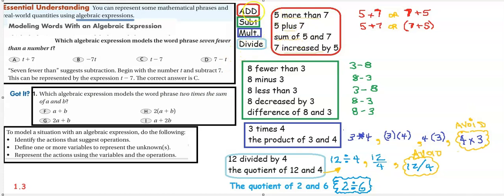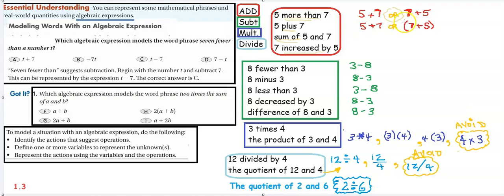When you see the word add, it could be disguised as other words. For example, more than is an implication that adding is involved, or plus, or sum of, or increased by. Now, since addition can be switched back and forth, it's called commutative. 5 plus 7, or 5 more than 7, can be written two different ways. So you can write it as 5 plus 7 or 7 plus 5. That doesn't work that way with everything.